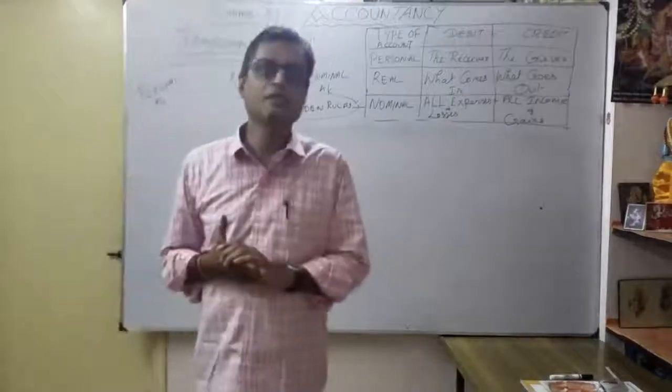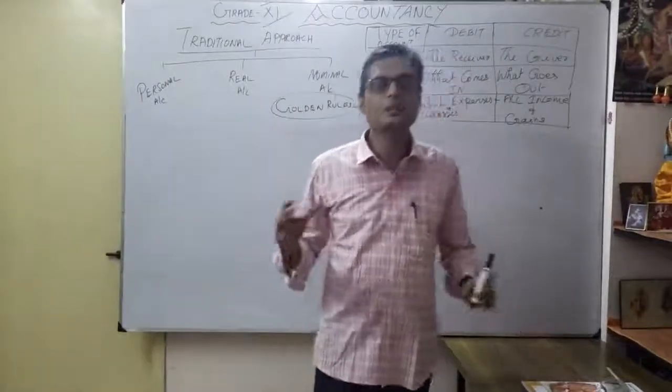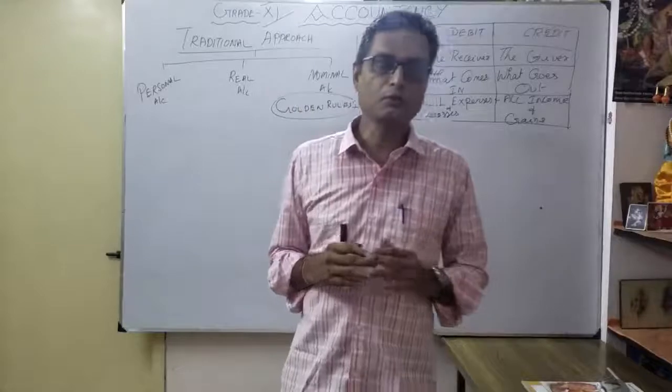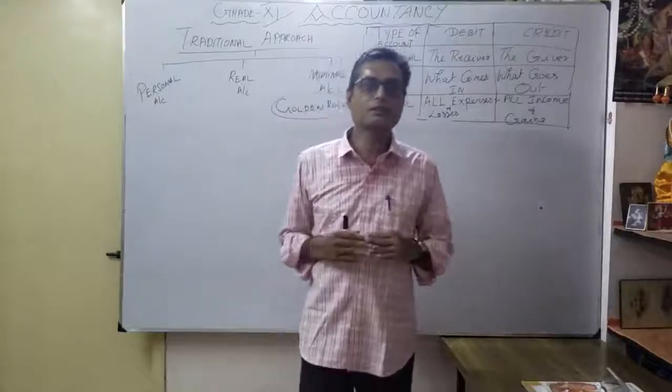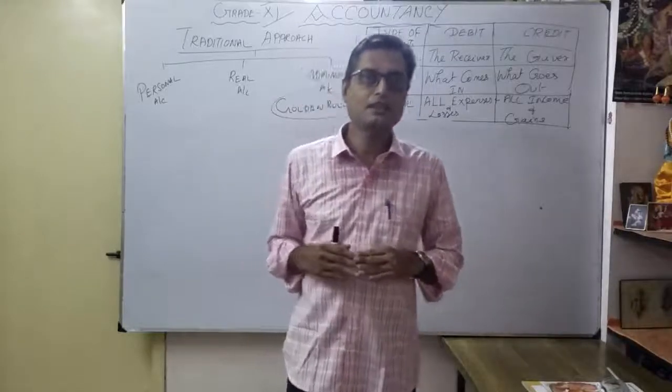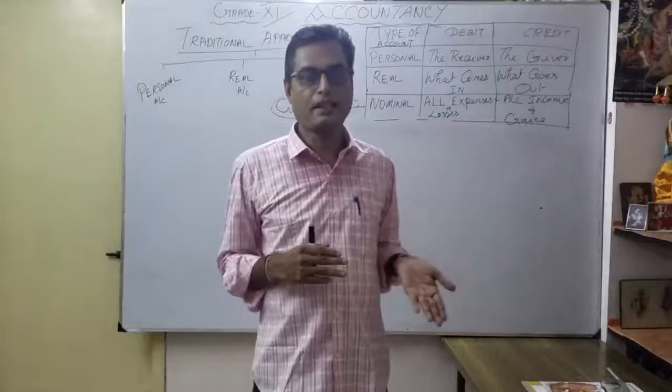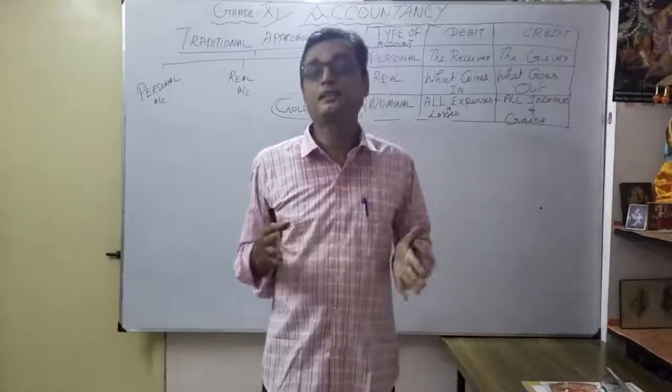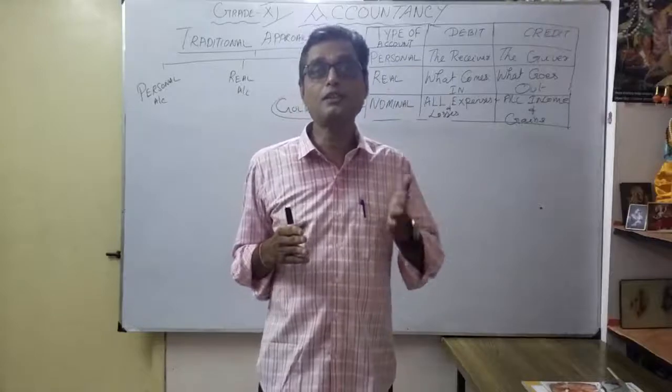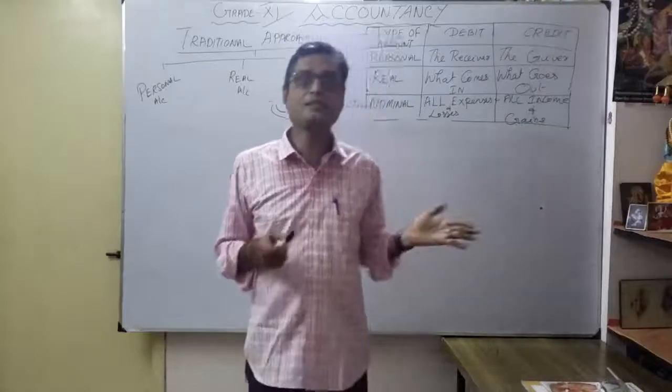Okay, so now we will see some other different examples. Till now we discussed purchase and purchase return, sales and sales return as cash and credit transactions, especially in this session, discount allowed and discount received. See another example.